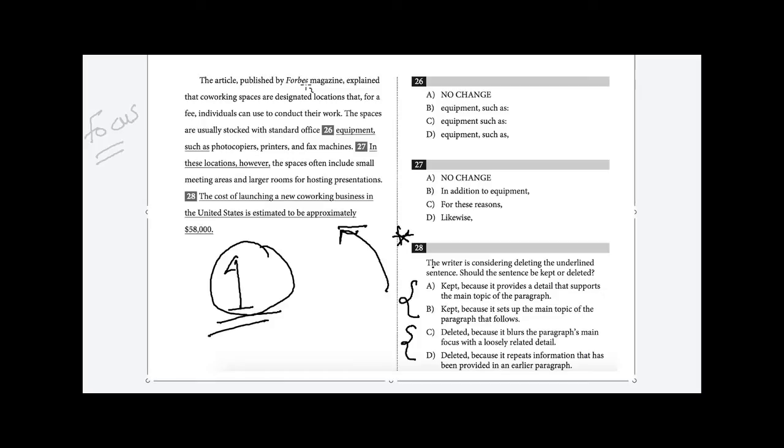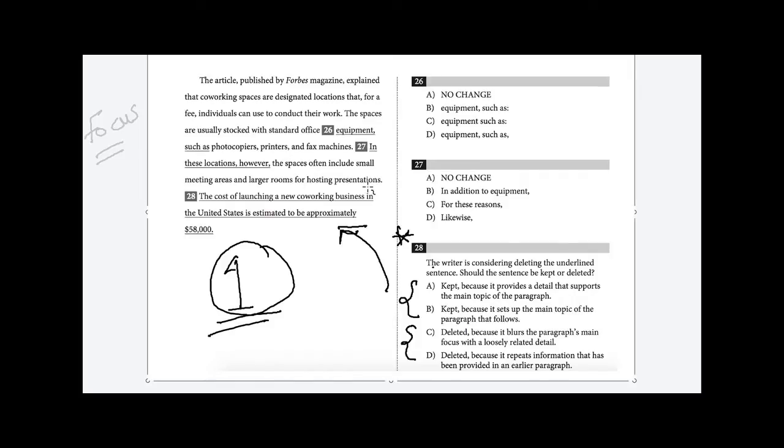The article published by Forbes magazine explains that co-working spaces are designated locations that, for a fee, individuals can use to conduct their work. The spaces are usually stocked with standard office equipment, such as photocopiers, printers, and fax machines. In these locations, however, the spaces often include small meeting areas and larger rooms for hosting presentations. The cost of launching a new co-working business in the United States is estimated to be approximately $58,000.